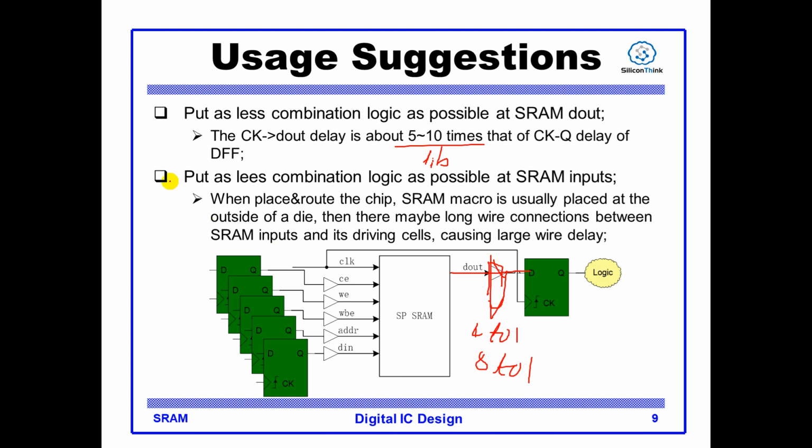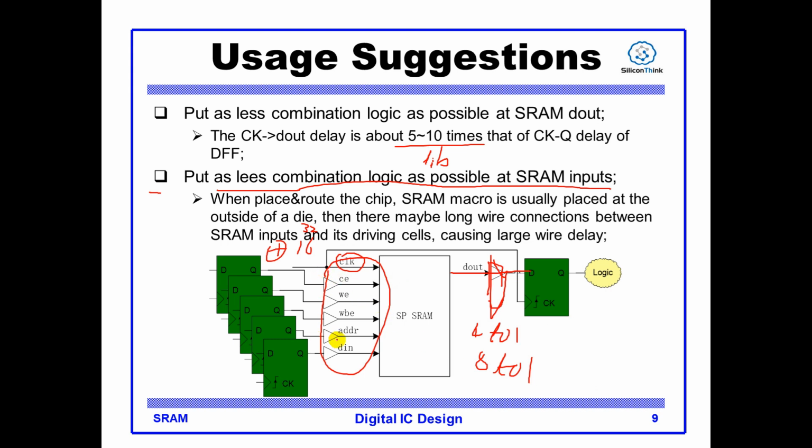And the next is also to put as little combination logic as possible at the SRAM input. An adder of 16 bits or 32 bits is not good. There is no functional error, but the clock will run slower. You can't get a high-speed design.